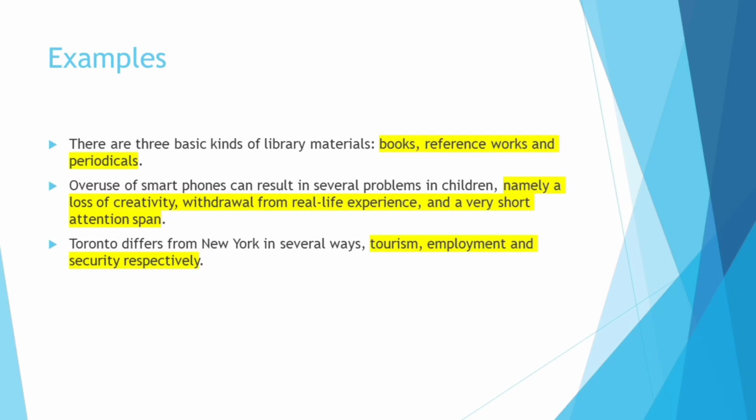And also in the last one, you have a list. You have tourism, employment, and security. These are the differences you're discussing here. And notice that you have the word respectively at the end. This is also a signal like namely that you're making a list. The difference is that respectively is used at the end of the list to show that this was a list. So when you're using namely, you're saying, guys, I'm going to make a list. And when you use respectively at the end of the list, you're saying, guys, that was a list I just made. Be careful of the items.